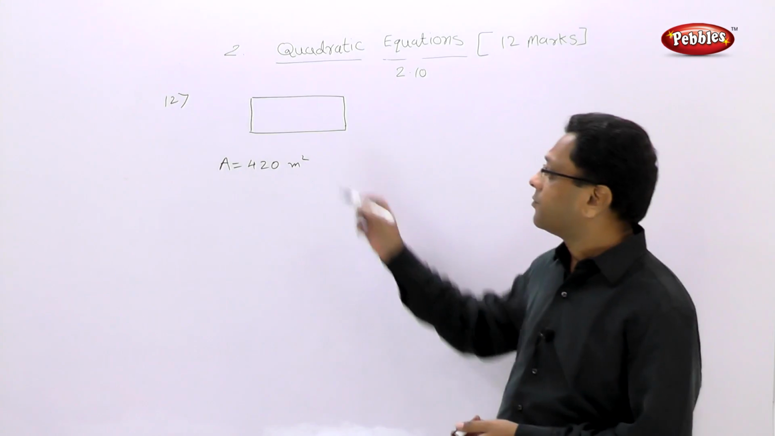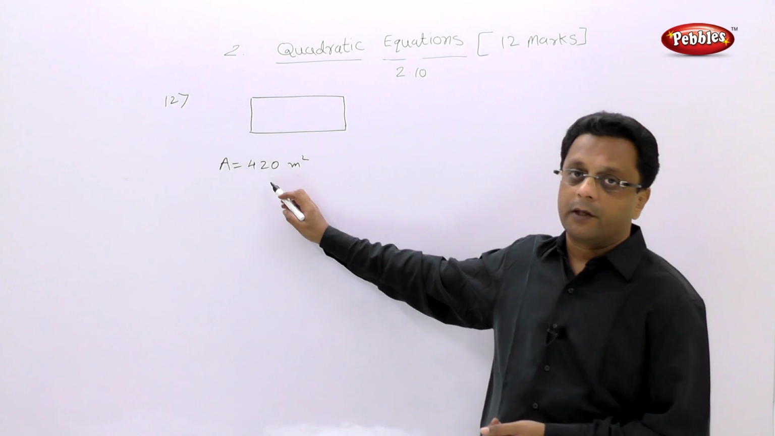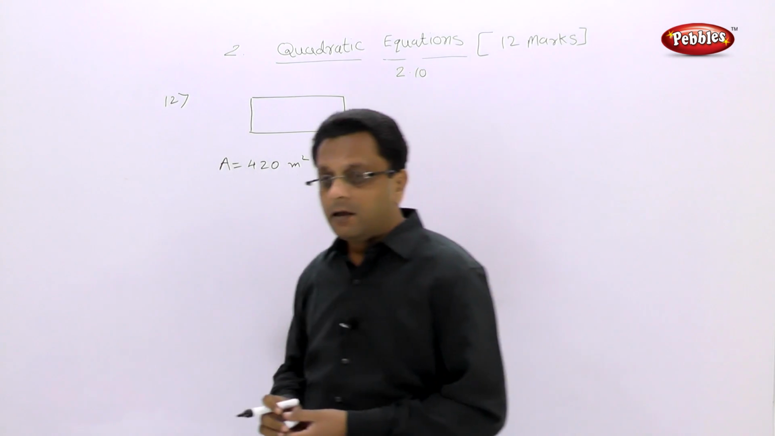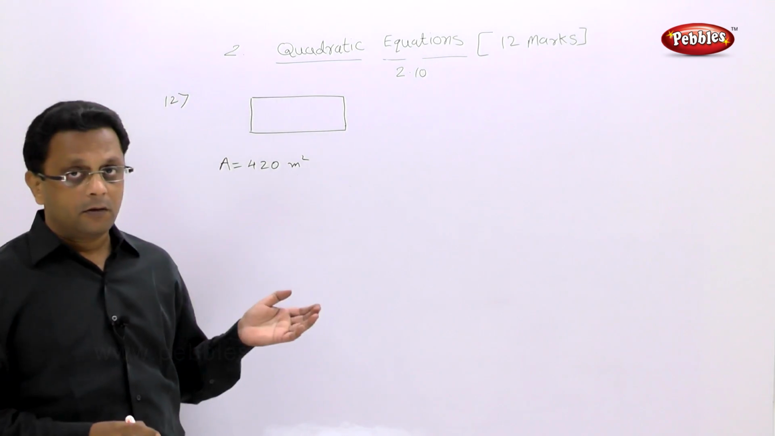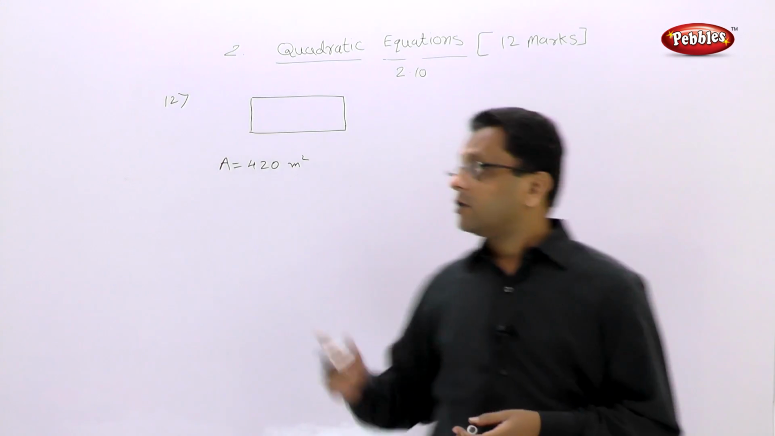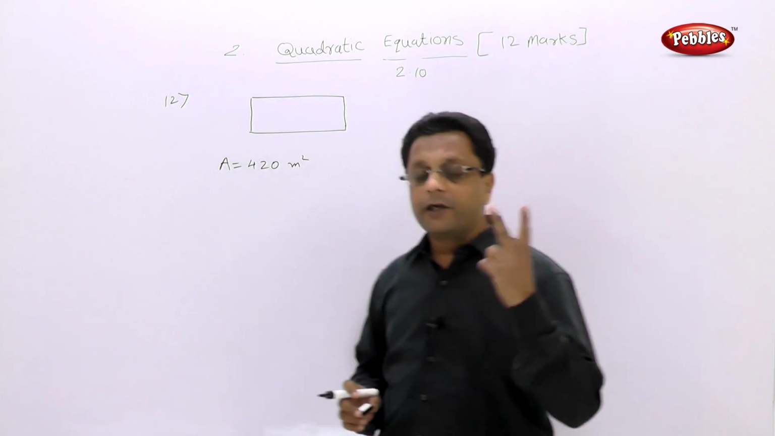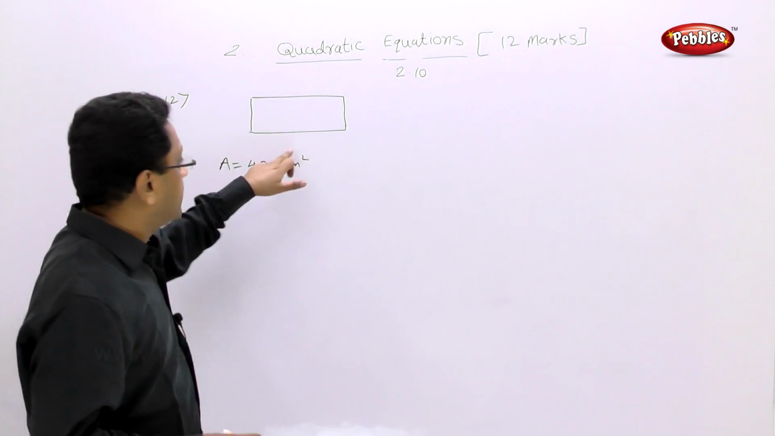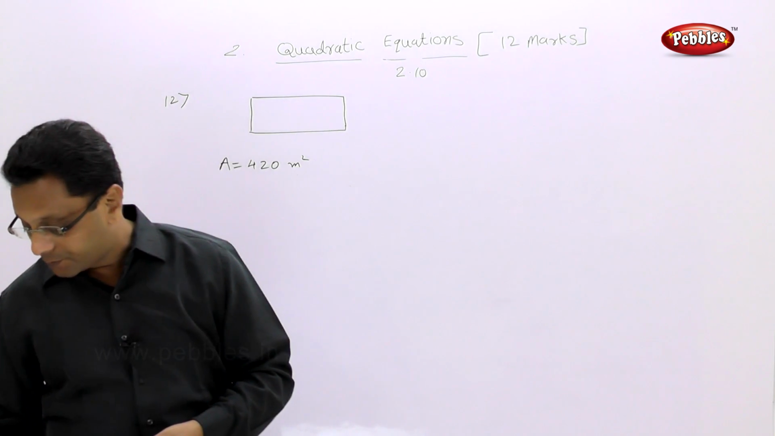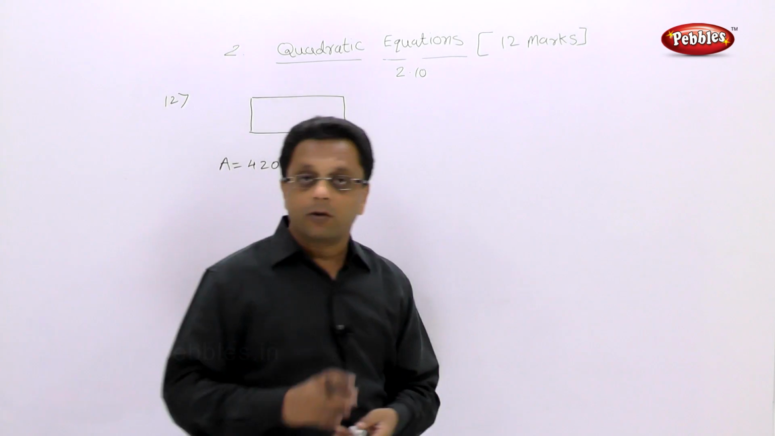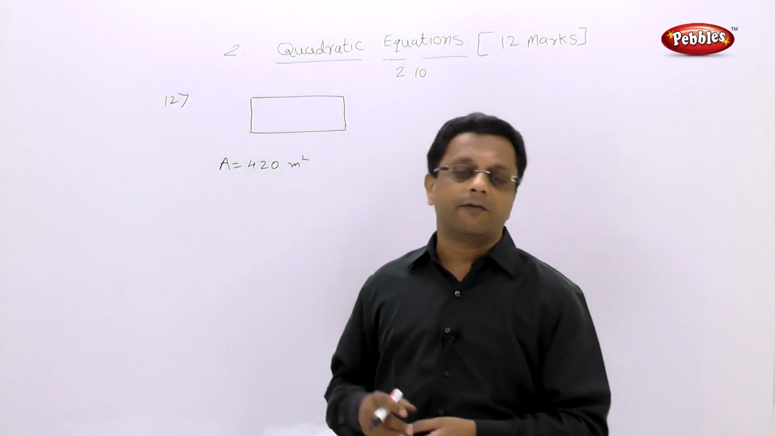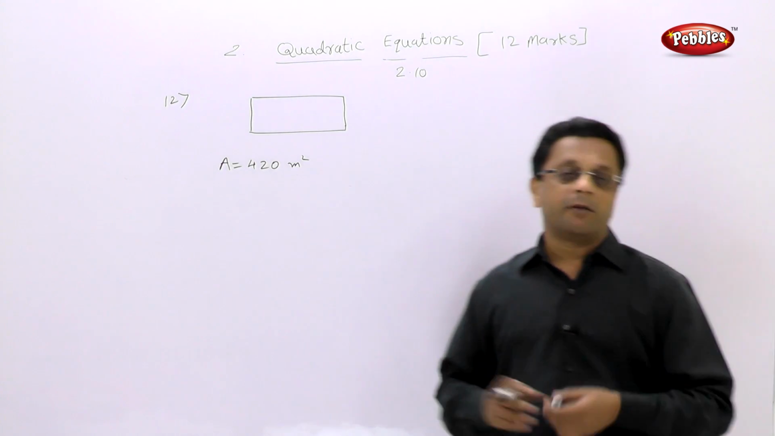Now in this case, area is given, 420 meters square. Length and breadth are not given. They say that if they add something to the length and subtract something from the breadth, the area does not change. Actually, this sum can be easily solved by taking two variables, x and y. So that xy equal to 420, and then they say that length is increased by 7. So x plus 7 into breadth is decreased by 5. x plus 7 into y minus 5.